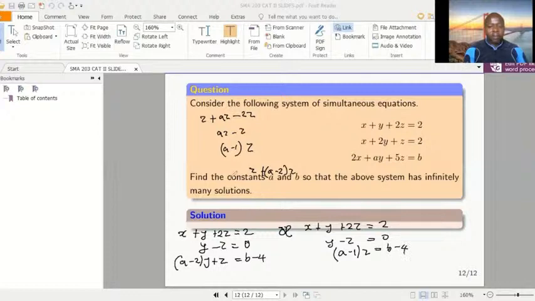So the question is, what is m and what is b if this system is to have infinite solutions? If it is to have infinite solutions, this part must be 0 and this part must be 0. So m minus 1 must be 0, which implies that m is 1. And also b minus 4 must be 0, which implies that b is 4. That is how you answer this question.